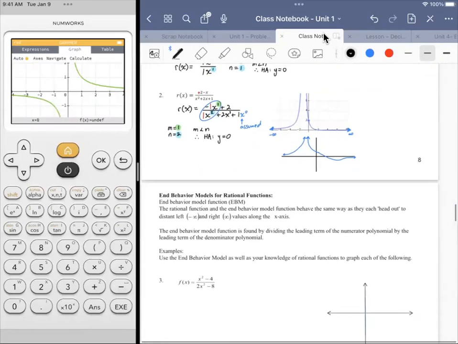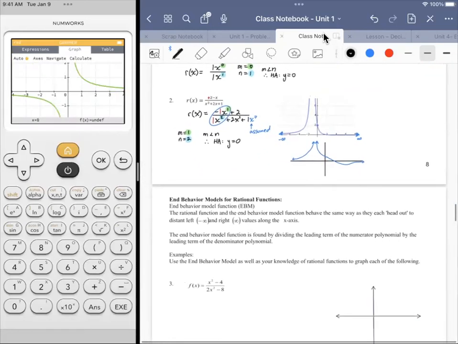Now I wanted to kind of sneak in, oh, you know what? I was going to say I wanted to sneak in another example, but I don't need to because shockingly, I remembered to create one that had a different kind of horizontal asymptote. All right. So looking at number 3 on the next page, talk about end behavior models for rational functions.